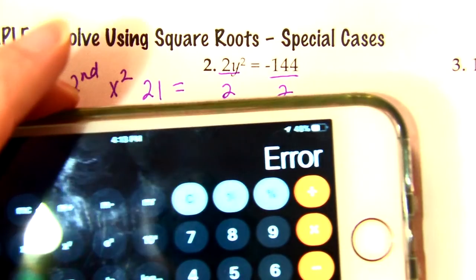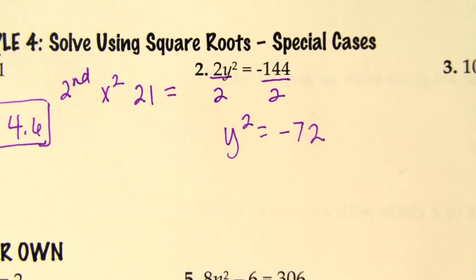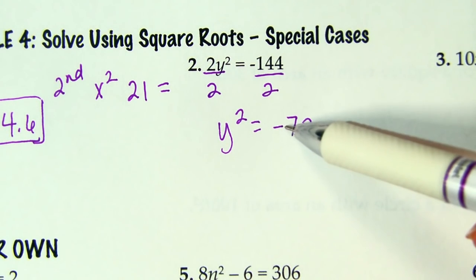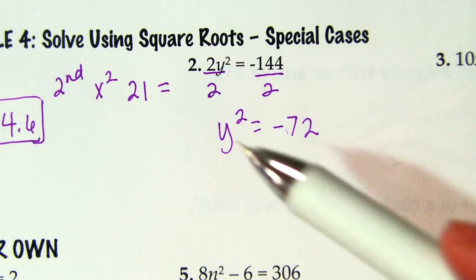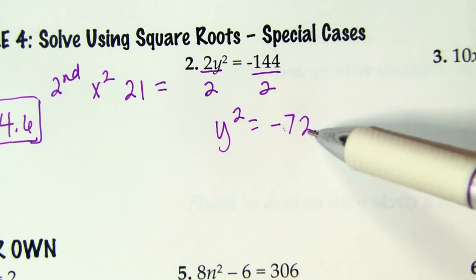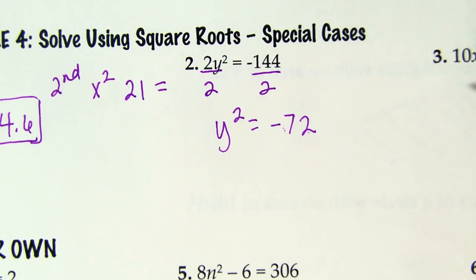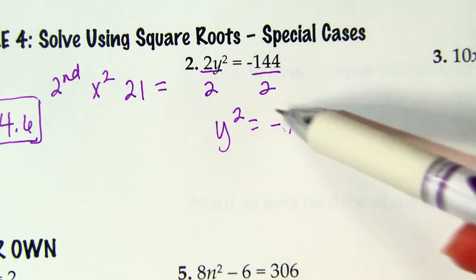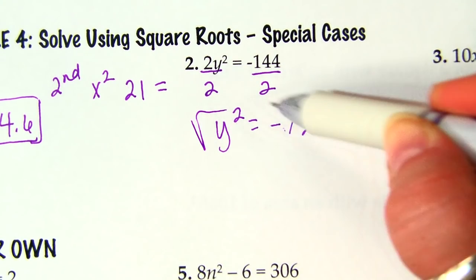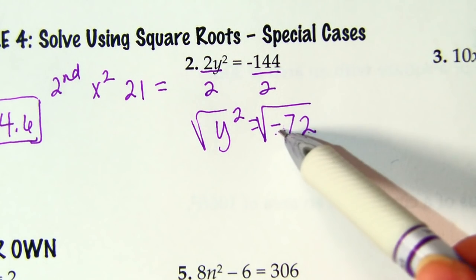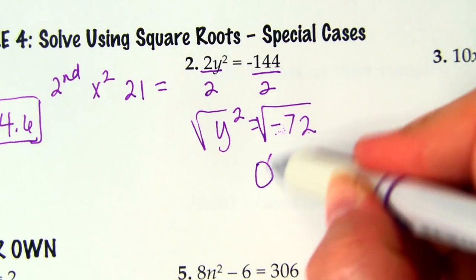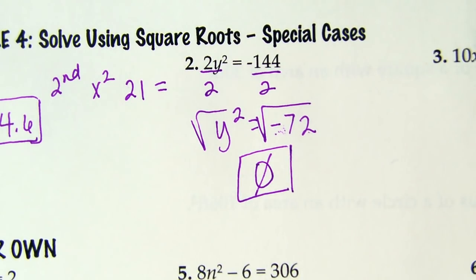So if you get an error, it's because you cannot take the square root of a negative number. It's not possible to get a negative when you multiply something by itself, even if that original number was negative, because they would cancel out. So if you ever get to this point and you're taking the square root with a negative number here, it's going to be no solution because it's not possible. So when you see error on your calculator, no solution.